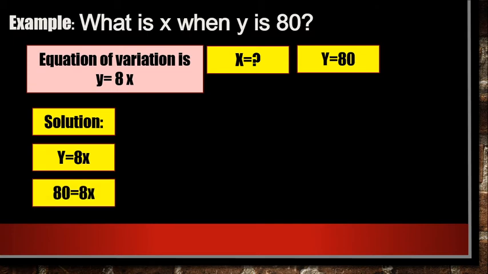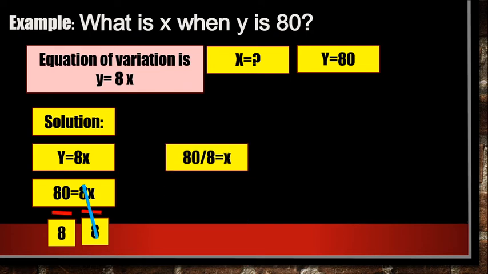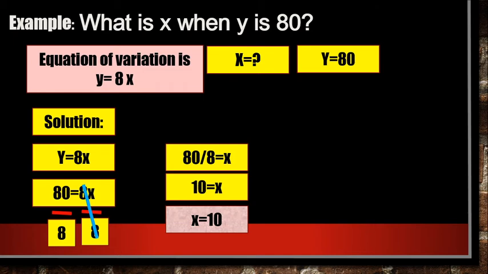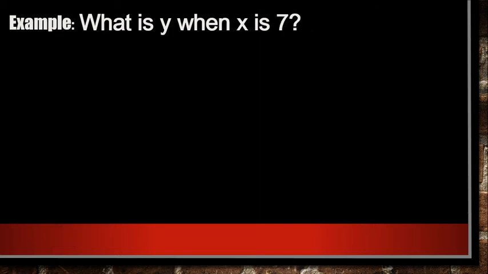Solution. Y is equal to 8x. Substitute the value of y, that is 80. Next, our constant of variation is 8. Then we're going to solve for x. Next, divide both sides by 8 so that we can eliminate the number beside x. So 8 divided by 8 is equivalent to 1, or x. 80 divided by 8, the answer is 10, or x is equal to 10.